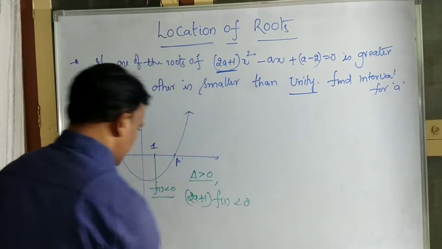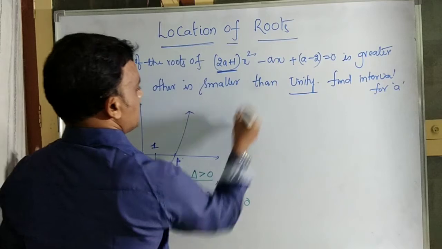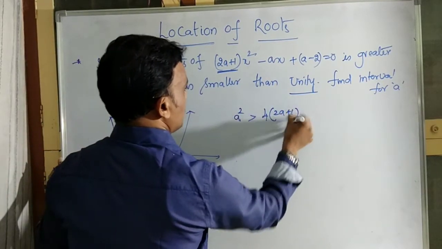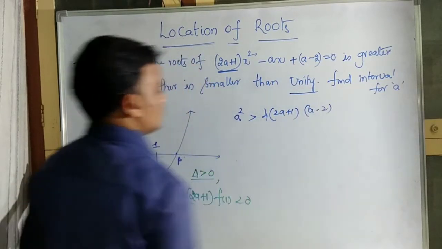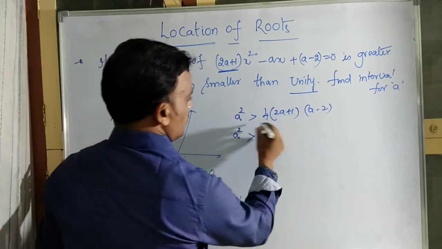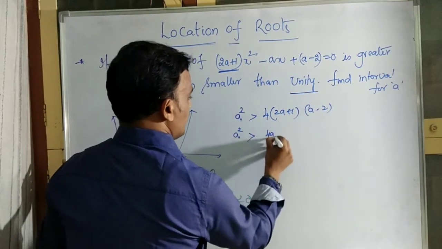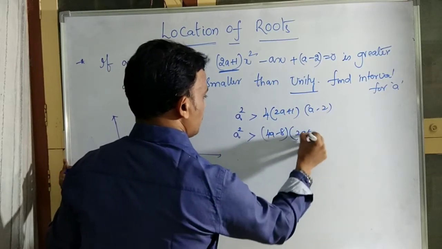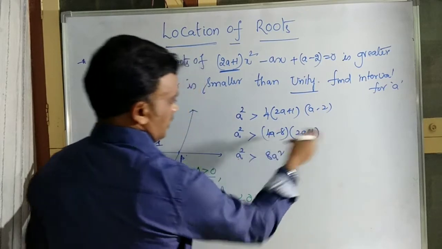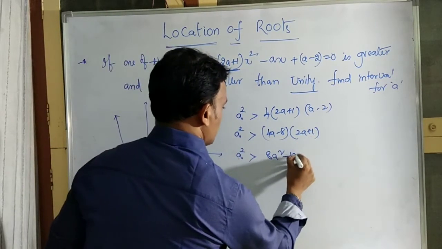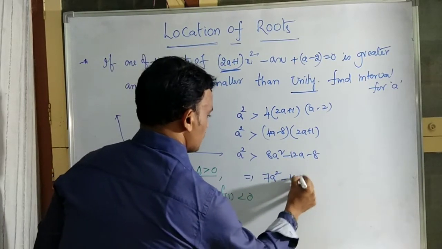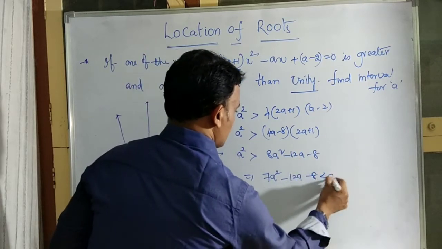First, delta greater than 0. So b square is greater than 4ac, where 4 of (2a plus 1) and c is a minus 2. So b square greater than 4ac, which is a square greater than 4 of (a minus 2), that is (4a minus 8) of (2a plus 1), which is a square greater than 8a square plus 4a minus 16a minus 8. So clearly I can write 7a square minus 12a minus 8 is less than 0.